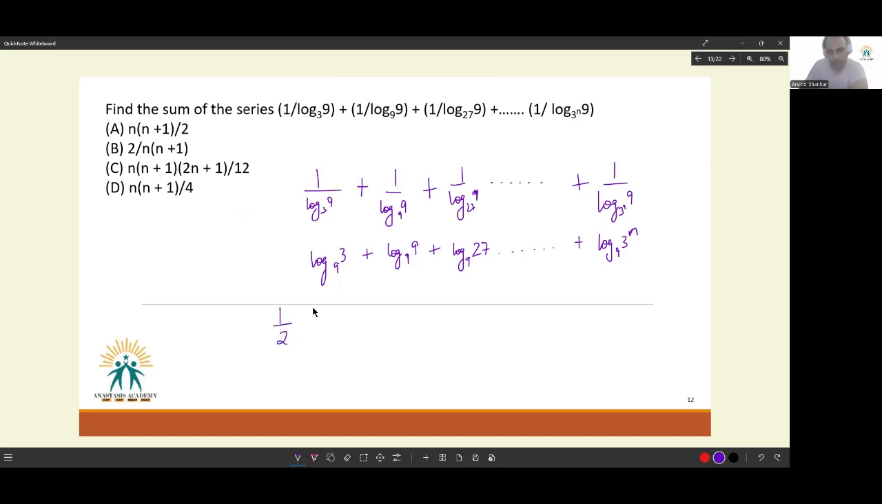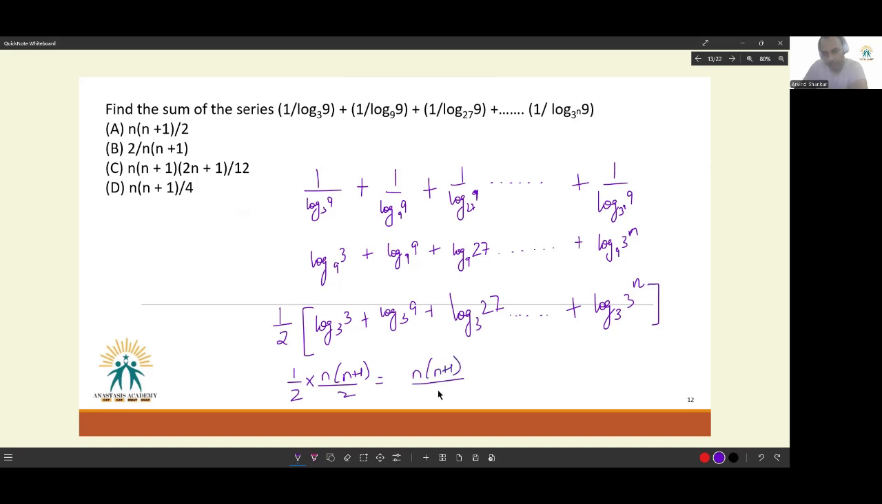So I can simply take half outside, turn this into log 3 to the base 3 plus log 9 to the base 3 plus log 27 to the base 3 plus log 3 raised to the power n to the base 3. Now this is 1, this is 2, this is 3, all the way up until n. So this is the sum of first n natural numbers, which will be half into n plus 1 by 2, or the final answer being n plus 1 by 4. So option D will be the answer.